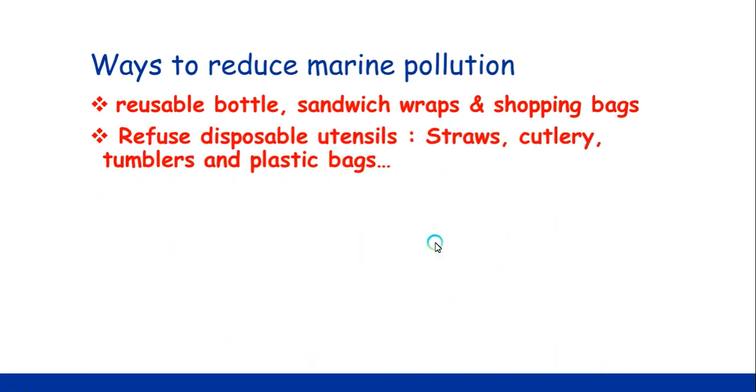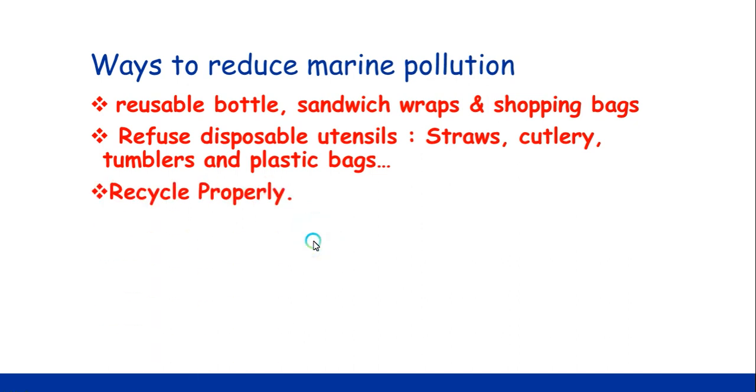Now, we refuse disposable utensils like our straws, our cutleries, our tumblers, our plastic bags. When people go to the beach, they take all these disposable items, and when they finish with maybe their get-together or party at the beach, they just leave it, and those things find their way to the sea, and it endangers life at the sea. So when we refuse all those disposable items, we are reducing marine pollution.